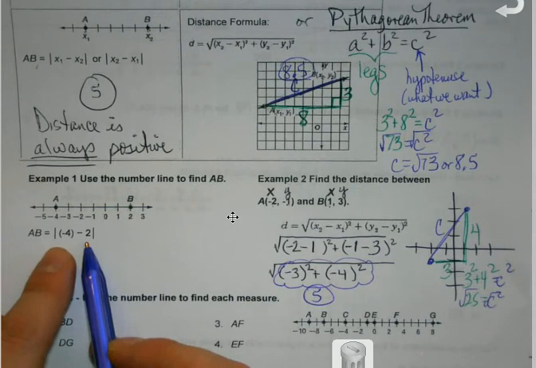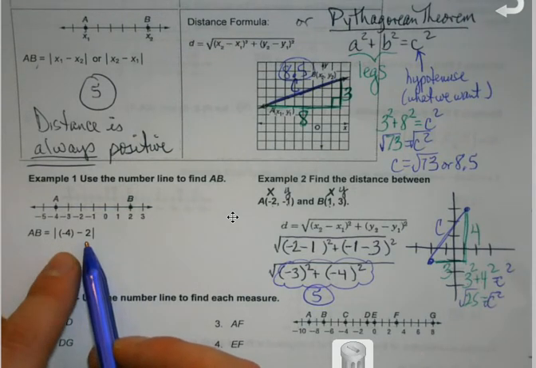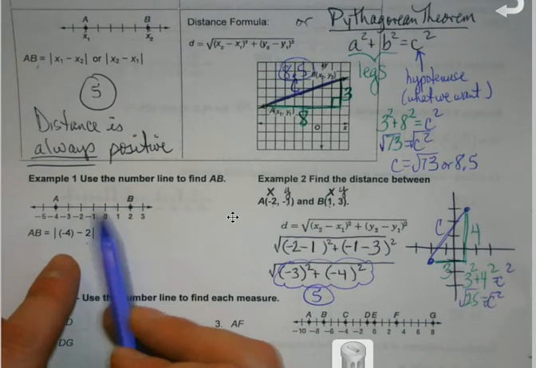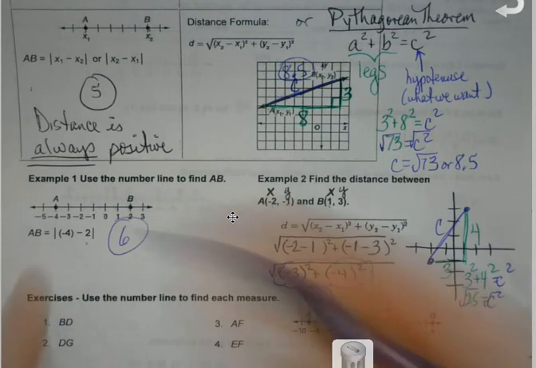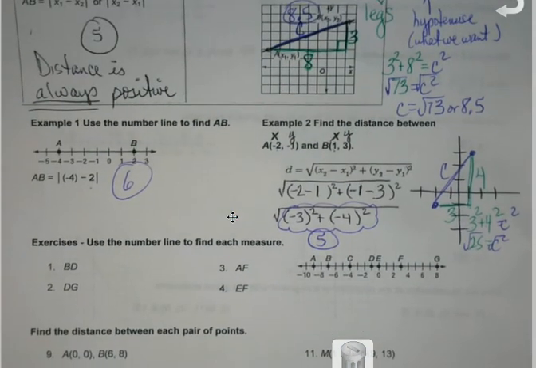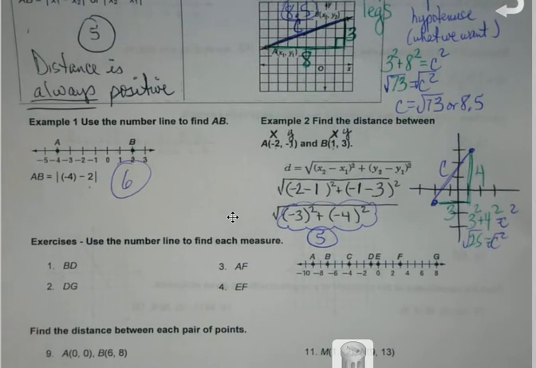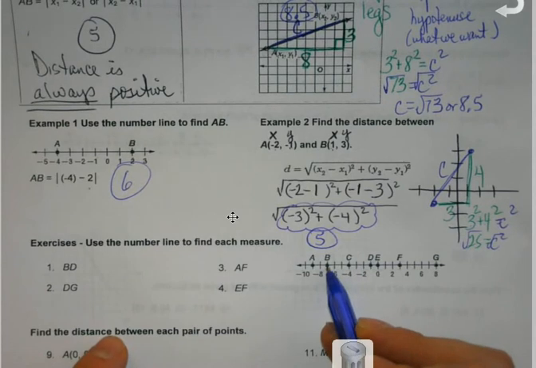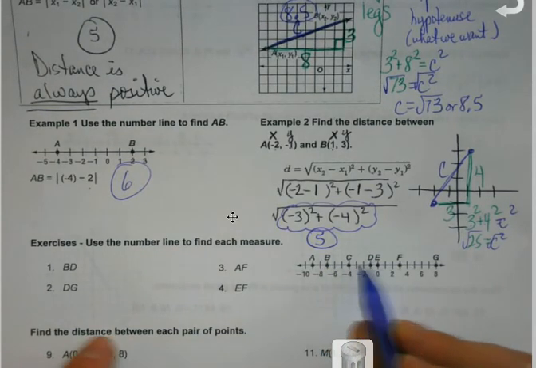Here, I don't know why you would ever use a formula. I think they're being silly. I'm going to count. 1, 2, 3, 4, 5, 6. I don't need no calculator. I can count. So anytime it says use a number line to find each measure, I'm not going to expect you're going to use a fancy formula. That's silly. B to D. I just count. 1, 2, 3, 4, 5, 6.